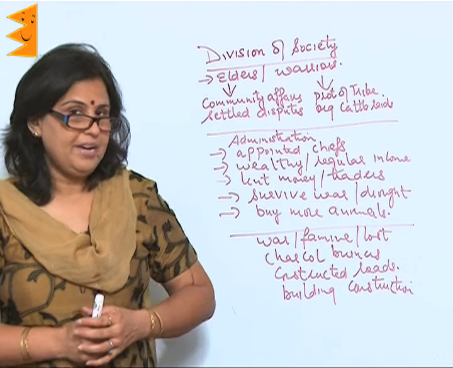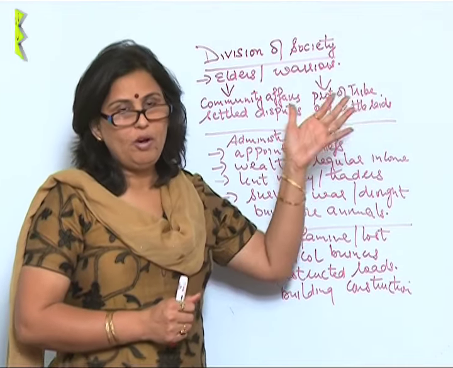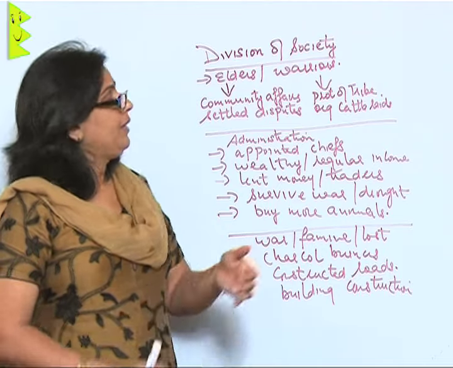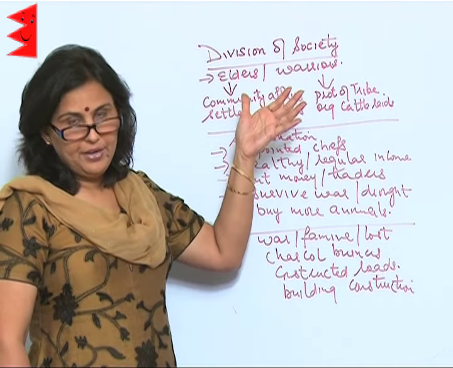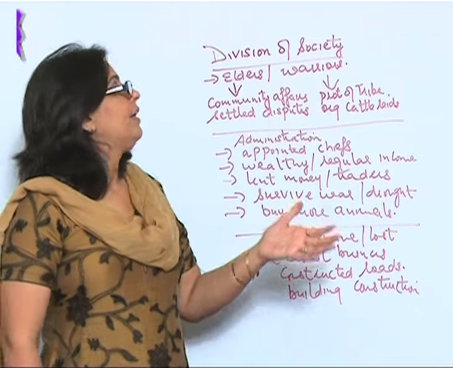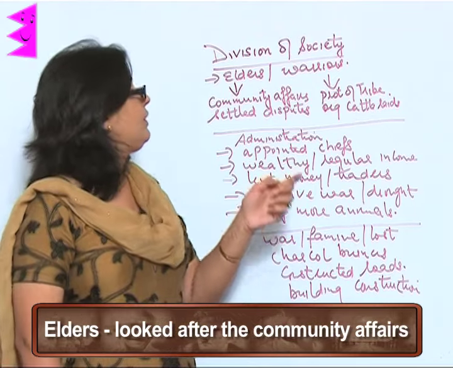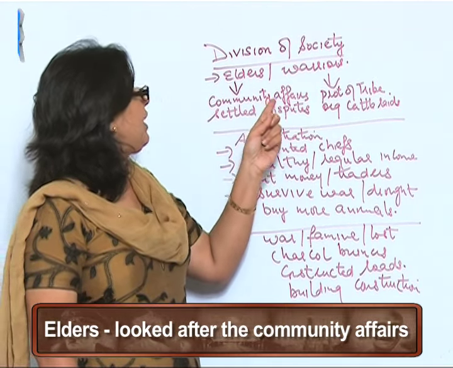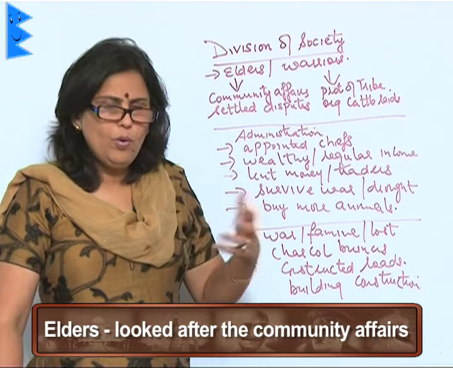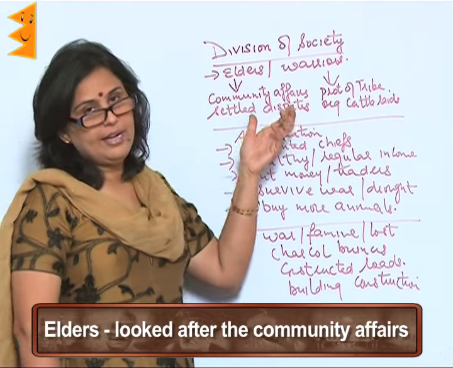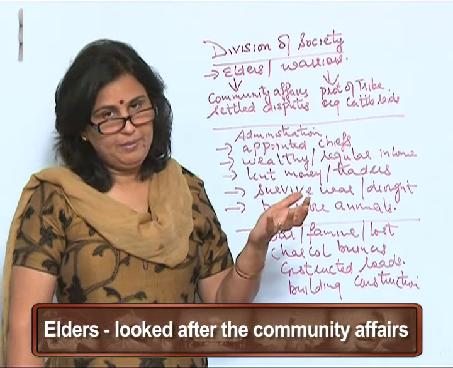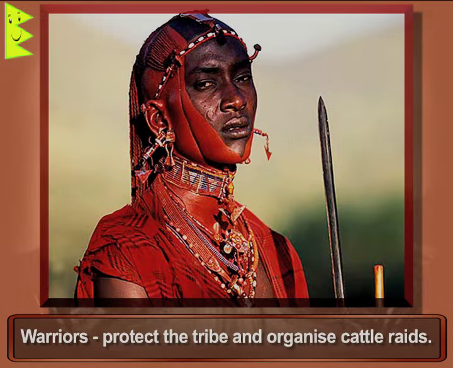Now, let's try and understand the division of the African society. The African society was divided into two segments, the elders and the warriors. The elders were those who looked after the community affairs and were the ruling class, and they also settled disputes amongst the tribes. Whereas the warriors were young and they were required to protect the tribe and organize cattle raids.